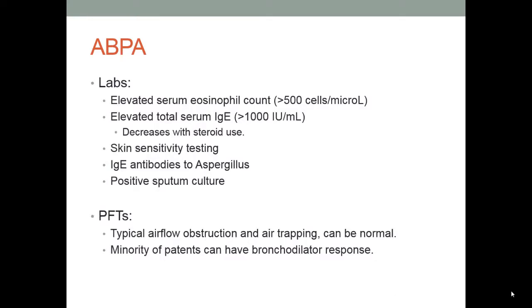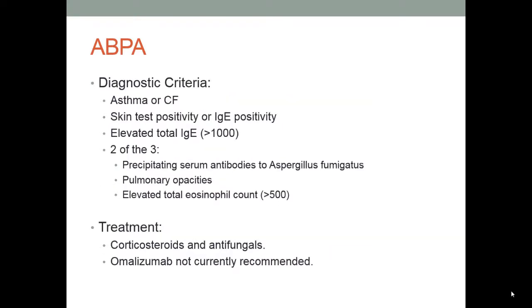Labs, what to expect with ABPA: elevated serum eosinophils, elevated IgE that improves with steroids, and you diagnose with skin sensitivity testing, IgE antibodies, or positive sputum culture. PFTs can show the typical airflow obstruction you do see with asthma. For the diagnostic criteria, there have been a few case reports of ABPA occurring in those without asthma or CF, but for the most part, asthma or CF, either skin test or IgE positivity and elevated IgE, and then 2 of the 3 of precipitating serum antibodies, pulmonary opacities, or an elevated eosinophil count. As far as treatment, steroids and antifungals are the mainstay of therapy, and while omalizumab is an IgE antagonist, it is not currently recommended for therapy.